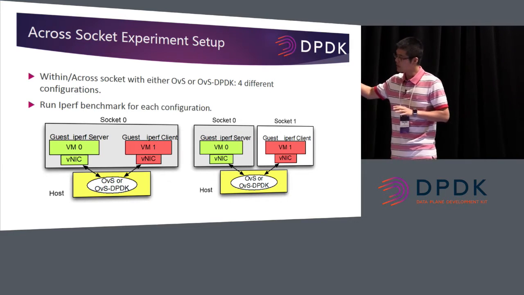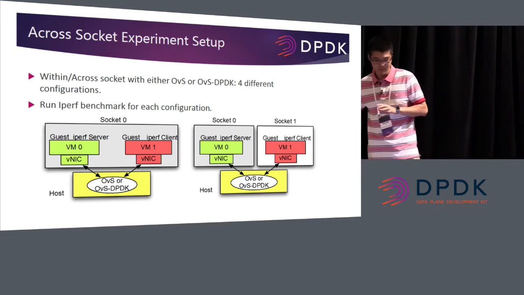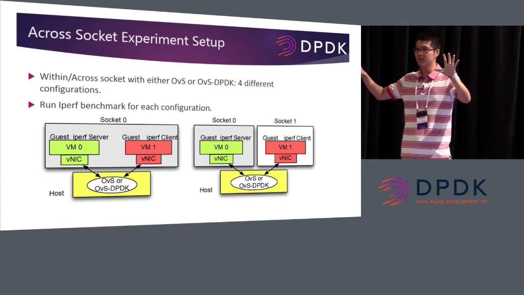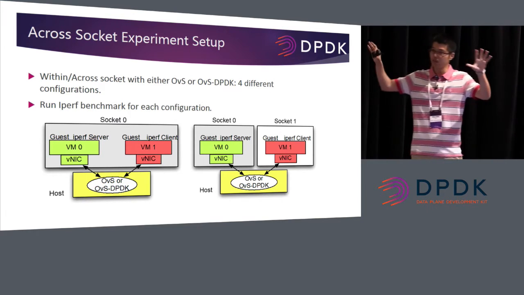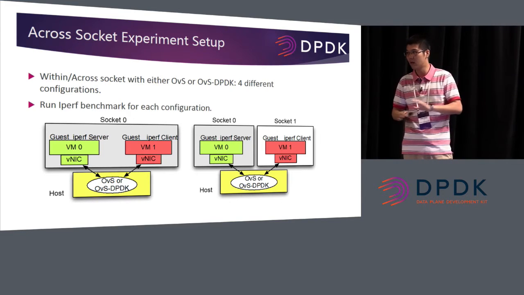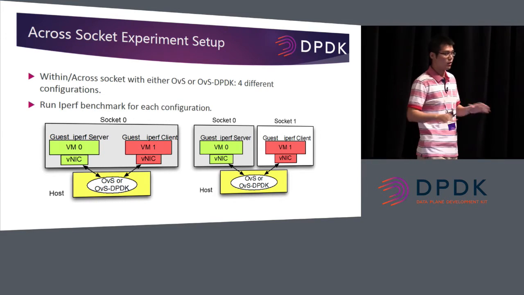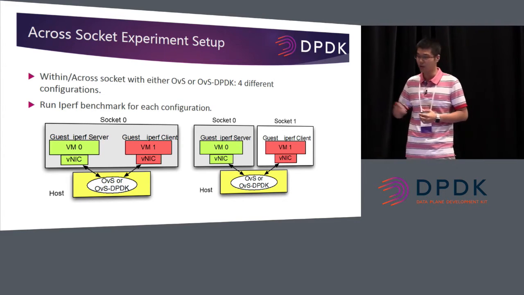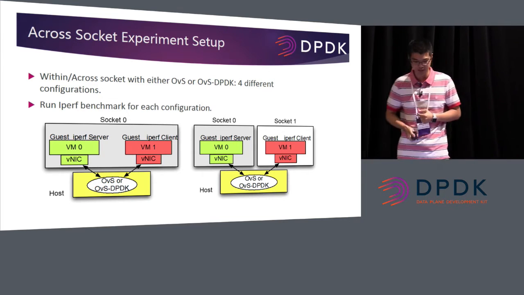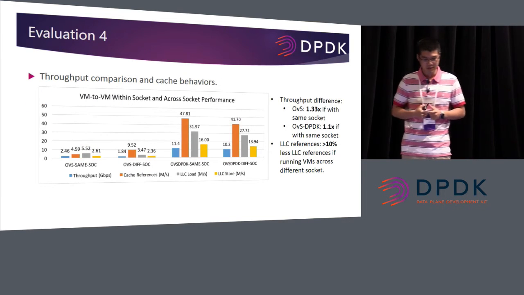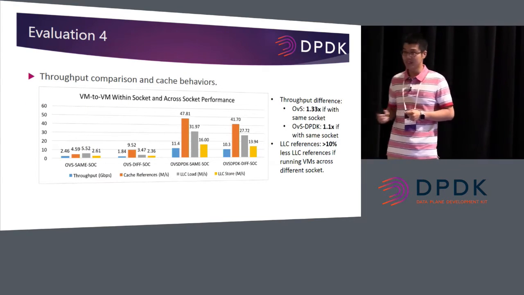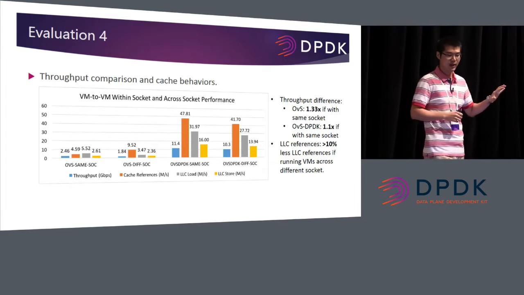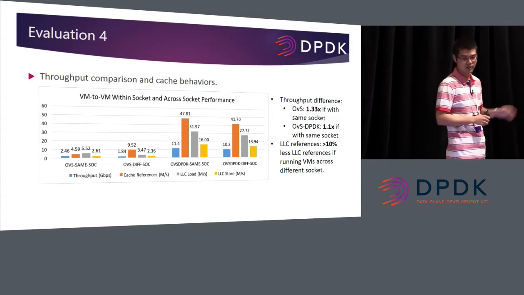And in the second category, we have two VMs running affinitized to two different sockets. And these two VMs will talk with each other over OVS or OVS DPDK. And again, we run iPerf benchmark for each of these four configurations. So this diagram contains a lot of information. And basically, this is a throughput comparison and cache behavior comparison.